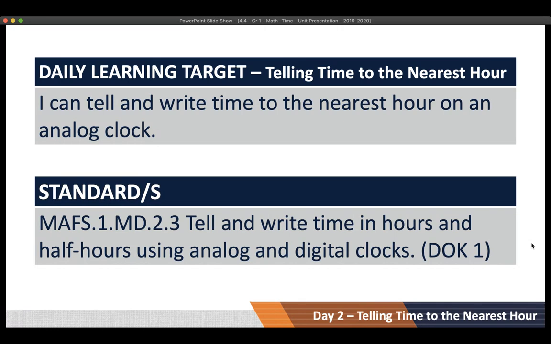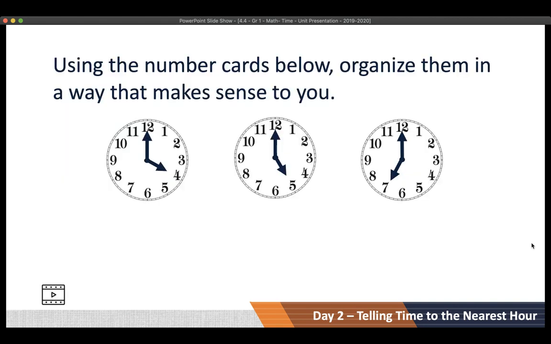Our daily learning target is, I can tell and write time to the nearest hour on an analog clock. Our standard is, tell and write time in hours and half hours using analog and digital clocks.